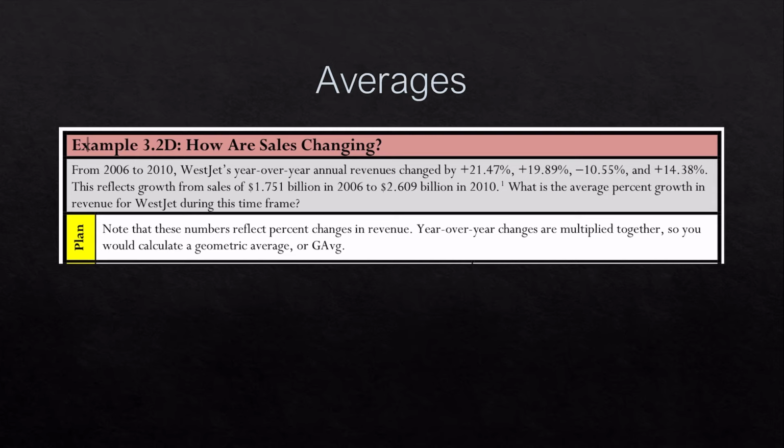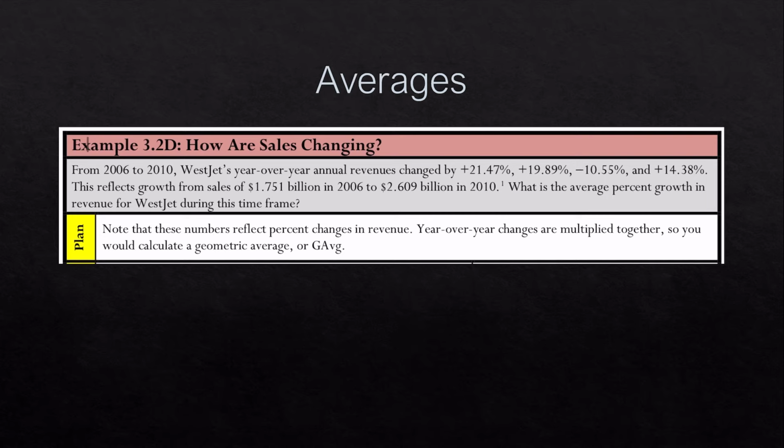So the next one is the geometric average. So here we see that from 2006 to 2010, WestJet year over year annual revenues changed by plus 21.47%, plus 19.89%, minus 10.55%, and plus 14.38%. This reflects growth from sales of 1.75 billion in 2006 to 2.609 billion in 2010.